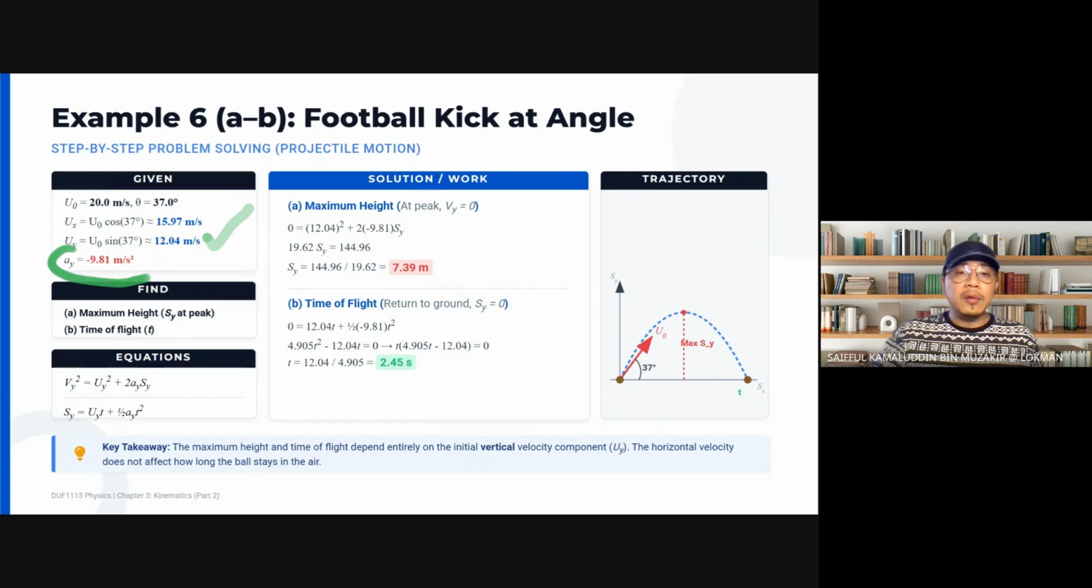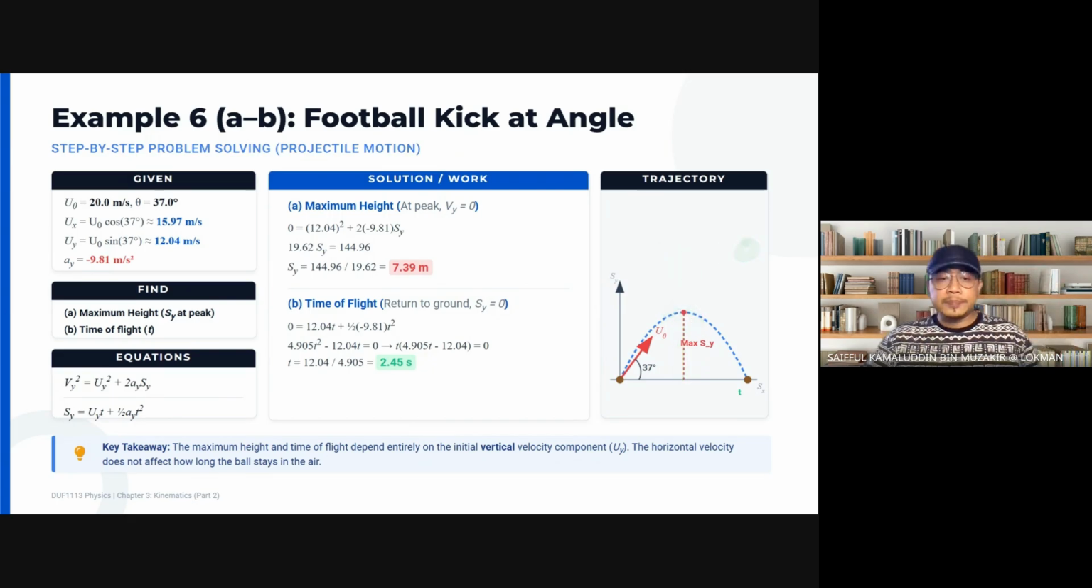And AY is always the gravitational acceleration, 9.81 meters per second squared. Now, we are ready. We have our bullets ready. Now, you could try to solve any questions given. Our question number 1A: the maximum height, SY at peak. This is super easy. This is SY. Remember, at the peak, our VY equals 0.